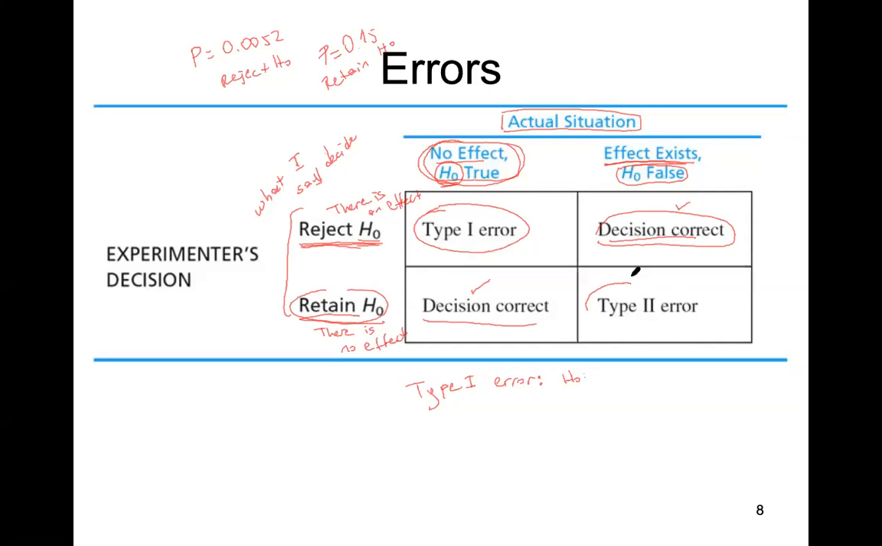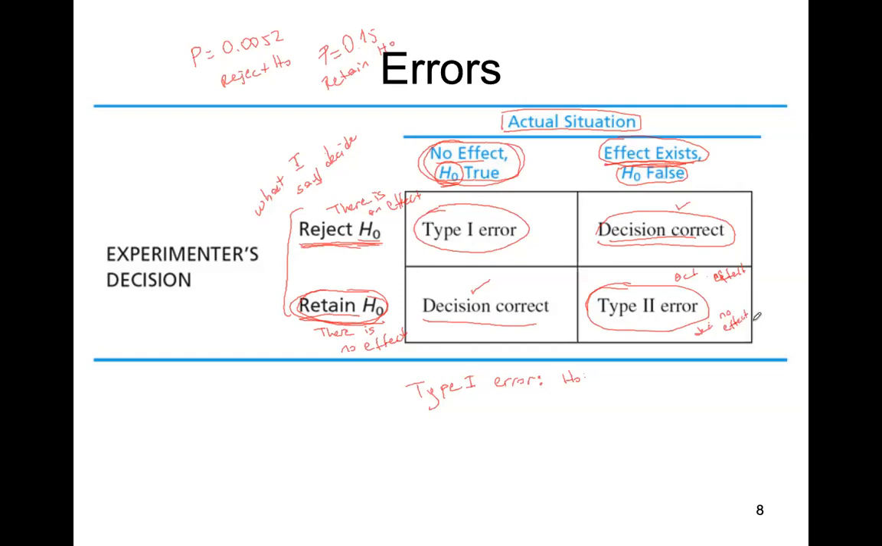Very nice. How about type 2 error, friends? Type 2 error. Actually, there is an effect of the drug, but I say there is no effect. Okay, that's called type 2 error. Actually, yes effect. I have an effect. Okay, this drug has an effect, but my decision is no effect.